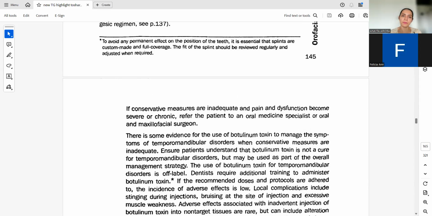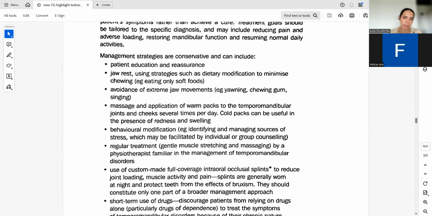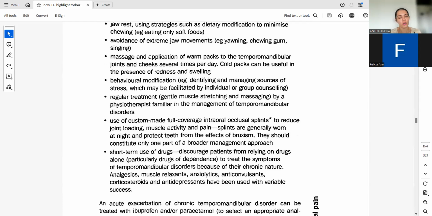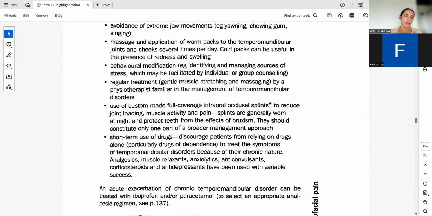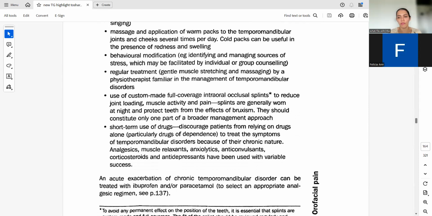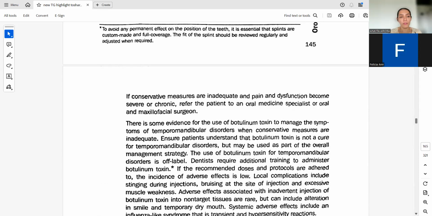So our area is very conservative. We are only doing education, reassurance, splints, and giving instructions on reducing jaw movements. And short-term drugs can be given, like NSAIDs, ibuprofen or paracetamol. After this also, if it is not getting managed, referral.